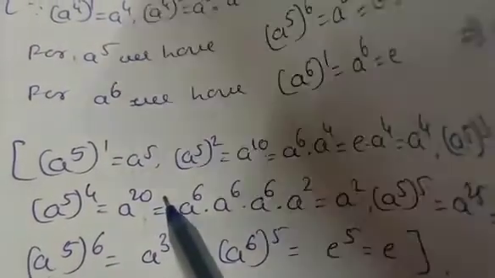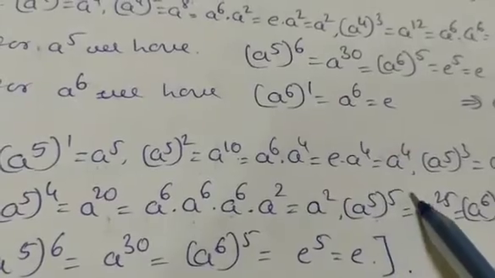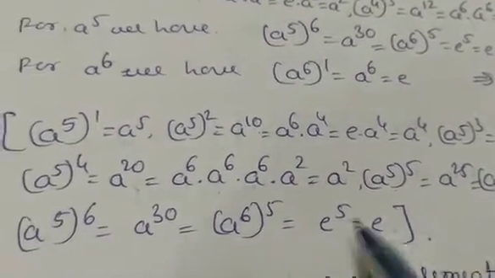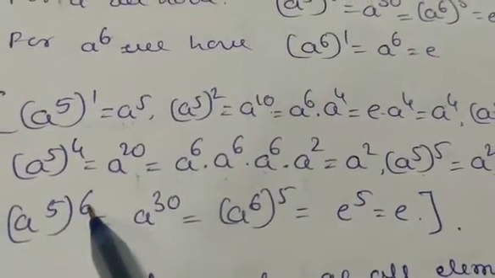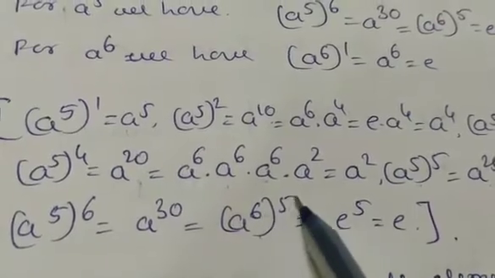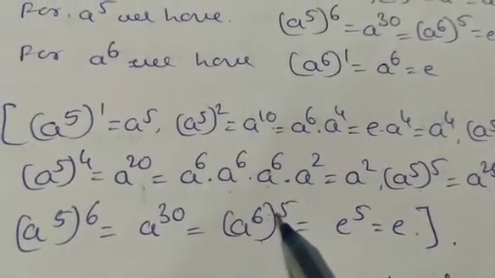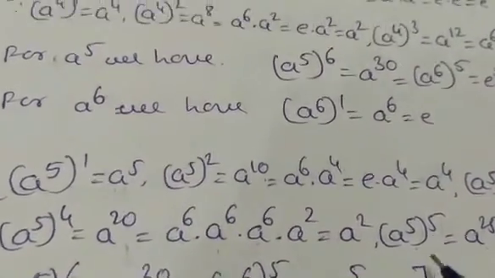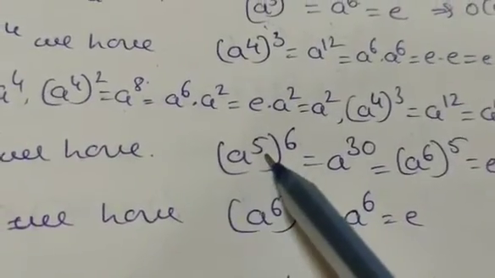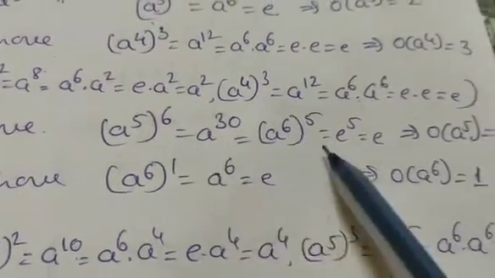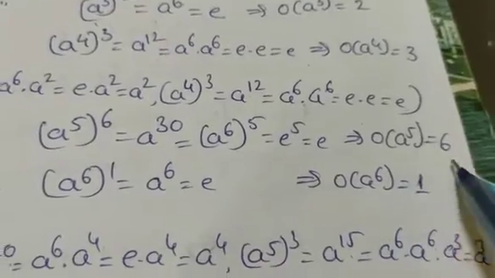A raised to 5 to the power of 4 is a raised to 20. It is also not a multiple of 6. A raised to 5 to the power of 5 is a raised to 25, it is also not a multiple of 6. And lastly, a raised to 5 whole raised to 6 is a raised to 30. This a raised to 30 can be taken as here a raised to 6 whole raised to 5, 6 into 5 is 30. And we know a raised to 6 value is e. E to the power of 5 is e. So therefore the order of a raised to 5 is 6.